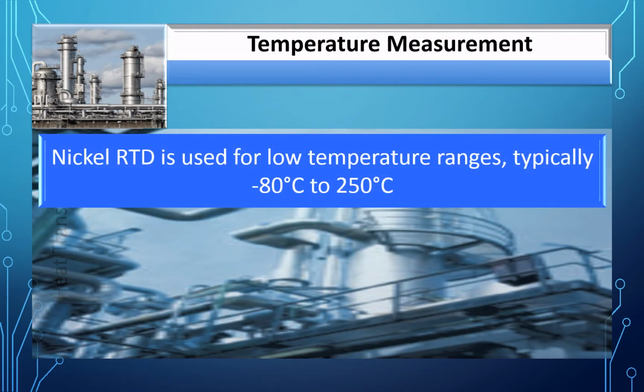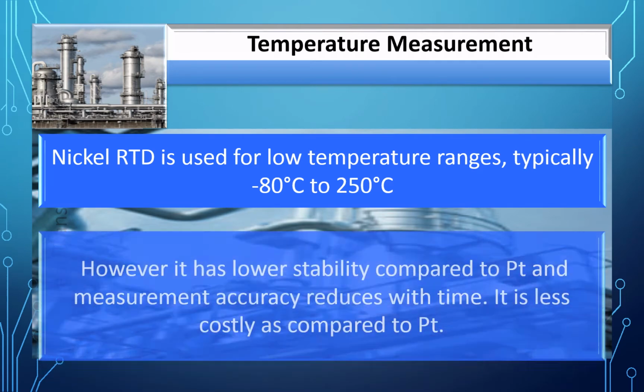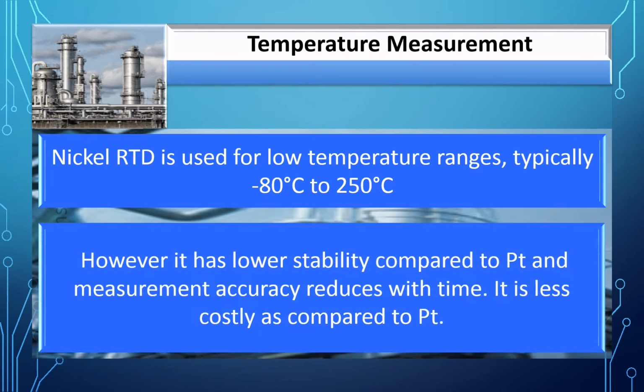Nickel RTD is used for low temperature ranges, typically -80 degrees centigrade to 250 degrees centigrade. However, it has lower stability compared to platinum, and measurement accuracy reduces with time. It is less costly compared to platinum.